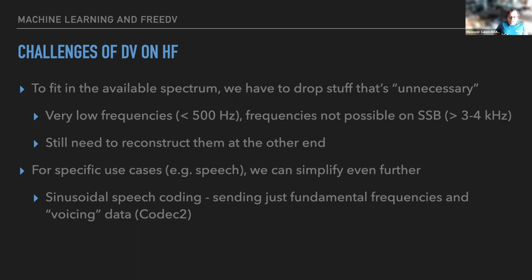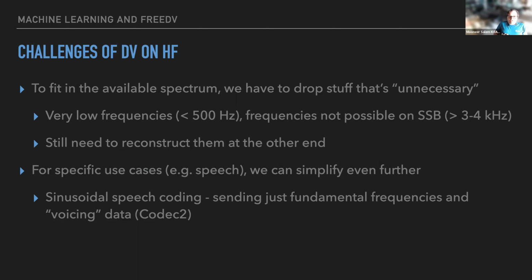So in order to be able to fit our transmission on what's available, we have to cut some stuff out. And typically we cut out anything that's very low frequency, about 500 hertz or lower, or frequencies that aren't possible on sideband typically. So anything above 3 kilohertz or so. We can't just cut them out and leave them cut out though, because that kind of makes your voice sound really weird on the other end.